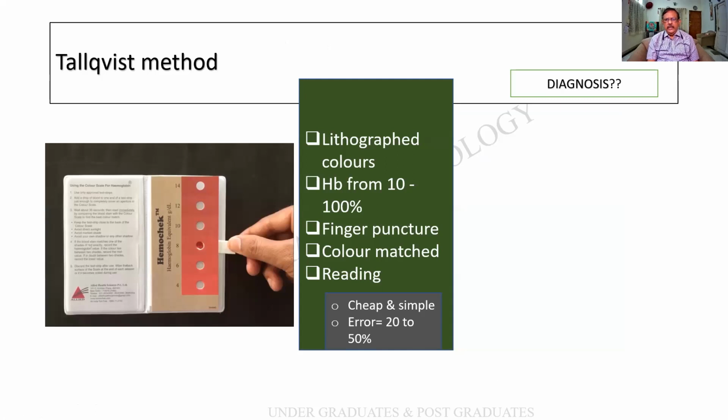The Tallquist method is one of the oldest methods, and it says that the color of blood is due to the color of hemoglobin. Therefore, it is color matched with the comparators that are provided. And fortunately or unfortunately, there can be various forms of errors. The measurement of hemoglobin can be from as low as 10 to 100% of the values. A finger prick method is chosen and it is color matched with the comparators. Cheap, very simple. The error is unfortunately 20 to 50%.